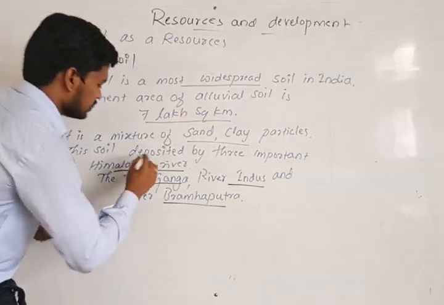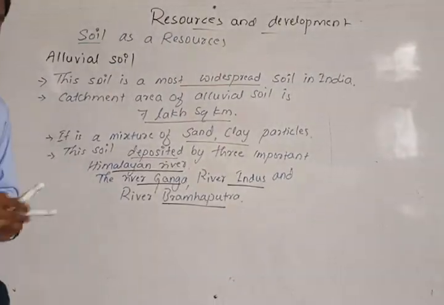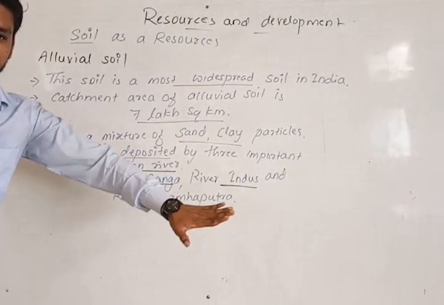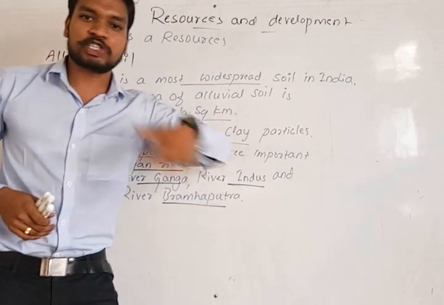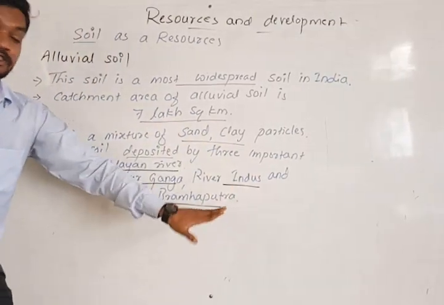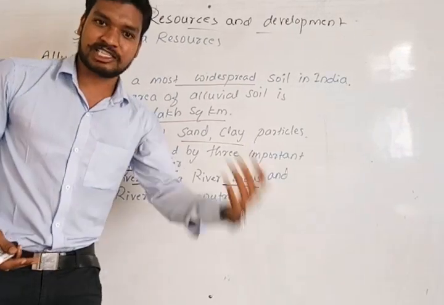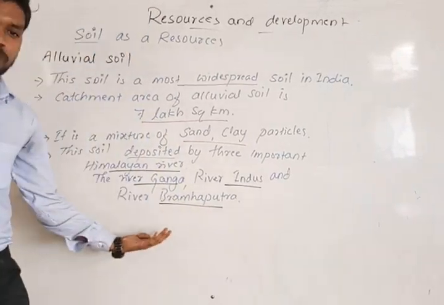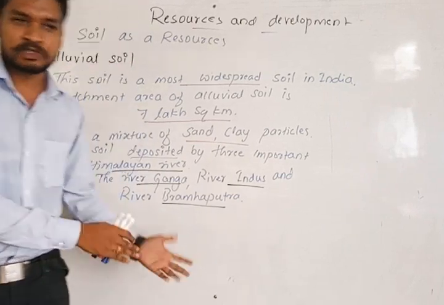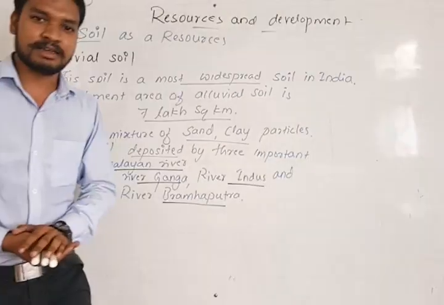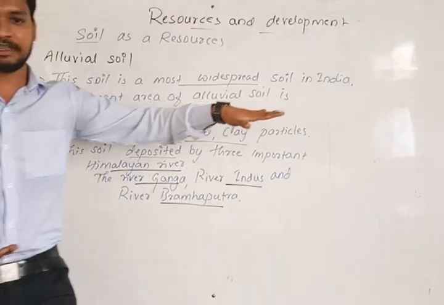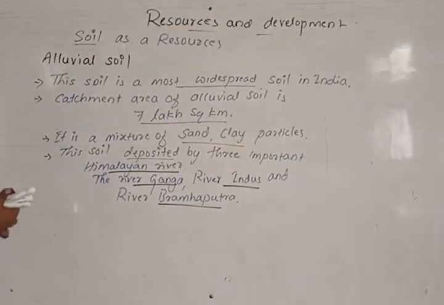The sediments are carried by all three rivers and deposited in the shallow area. Earlier the northern plain was completely a shallow area. It was deposited by these three important rivers and also their tributaries. We have more than 10 or 20 tributaries for all these main rivers. So more than 100 rivers or sub-rivers together formed the northern plain.